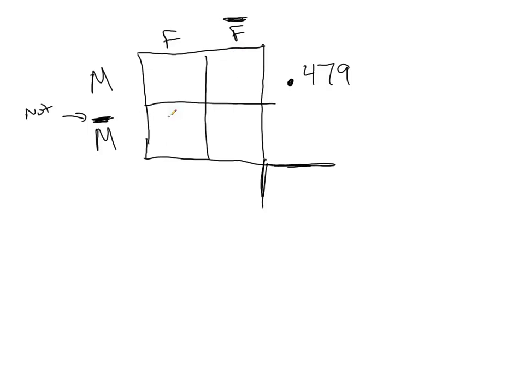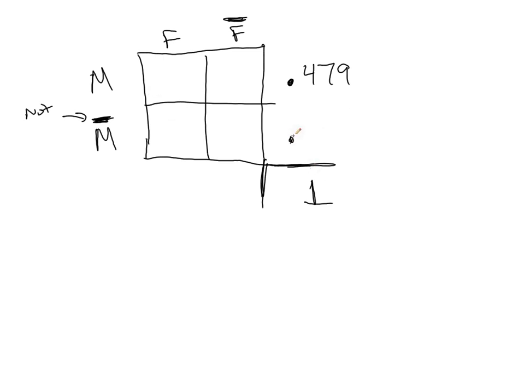Now, we know that these four squares all have to add up to 1. These are the four possibilities. Either they both live, one of them dies, or they both die. Very pleasant, isn't it? And so the probabilities have to add up to 1. Well, for a male alone, ignoring the female, 0.479 is the probability that the male survives. Well, either he survives or he dies.